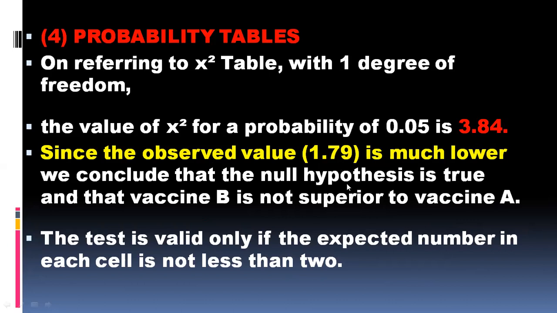So the null hypothesis is true and we accept that, thus there is no significant difference between vaccine A and B, or you can say that the B vaccine is not superior to vaccine A. The test is valid only if the expected number in each cell is not less than 2. So expected values should be more than 2 or more than 5. Otherwise, we need to apply the Fisher exact test.